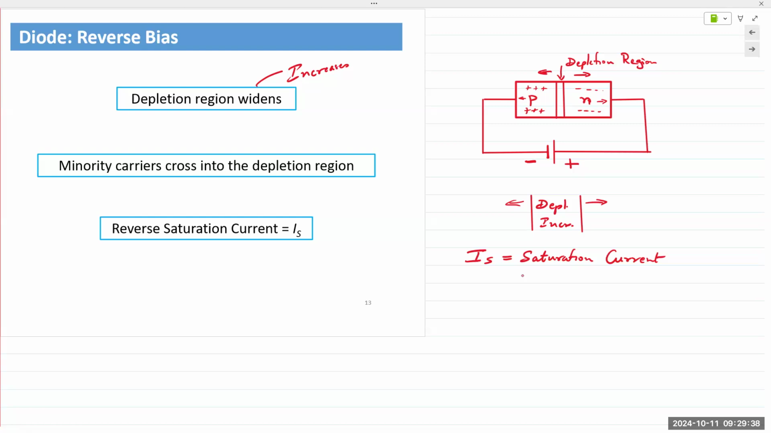Now, IS is always present, whether it's forward or reverse bias. And hence, IS is part of the diode equation. Remember, the diode equation is used for all conditions, right? Forward, reverse, and zero bias. And we will see that in the next few slides. So IS is present for forward bias as well as reverse bias, because the minority carrier motion is always present. They're always crossing over the junction.